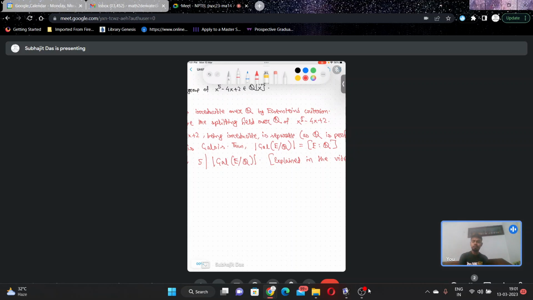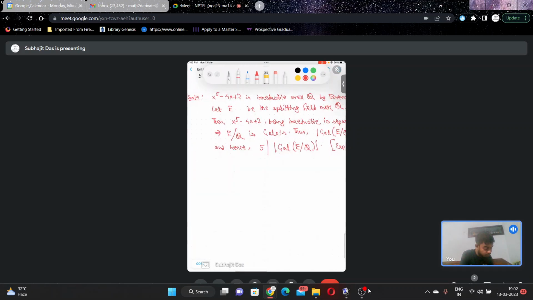So just take this polynomial x^5 minus 4x plus 2. Take any root alpha of this polynomial in E. Consider Q(alpha) over Q. Since this polynomial is monic and irreducible, and alpha satisfies this polynomial, this polynomial is the minimal polynomial of alpha over Q. Hence the degree of Q(alpha) over Q, which is equal to the degree of the minimal polynomial of alpha over Q, is 5. And by the Tower theorem, the degree of Q(alpha) over Q divides the degree of E over Q, so that 5 divides the degree of E over Q, and hence 5 divides the order of the Galois group.